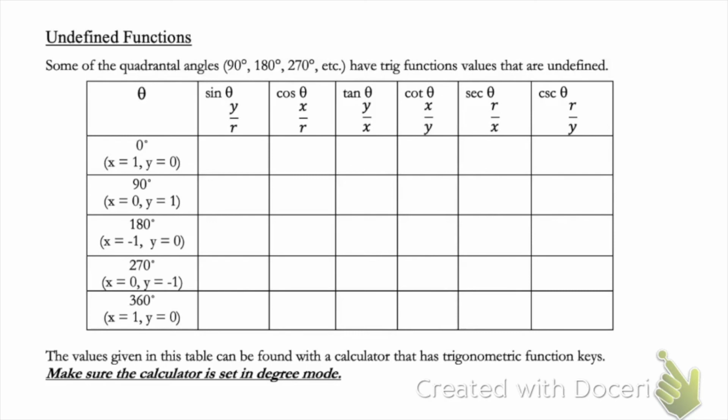Undefined functions. Sometimes, when we try to find the value of sine of theta or cosine of theta, we get an undefined value. These are going to be our quadrantal angles, the ones that are multiples of 90. So in my first column here, I have 0 degrees, 90 degrees, 180, 270, 360. And I've given you the x and the y values for those angles already. Now what I haven't given you yet is r. It really doesn't matter what r is. Let's just use r equals 1 for this example.